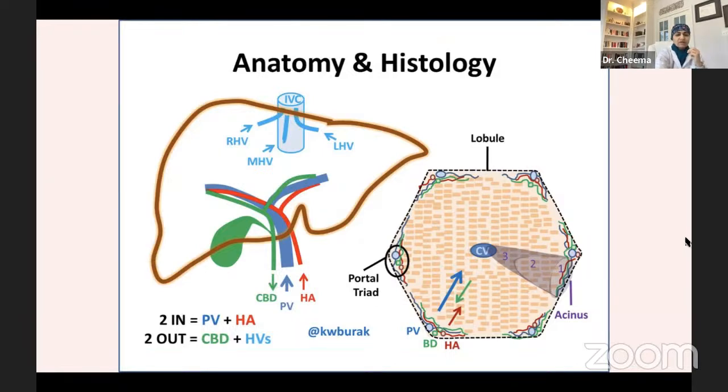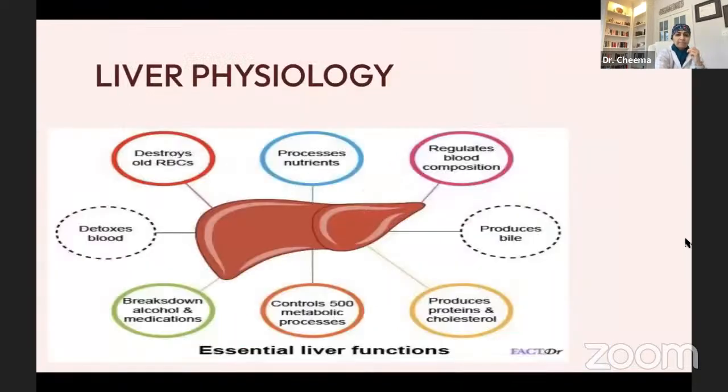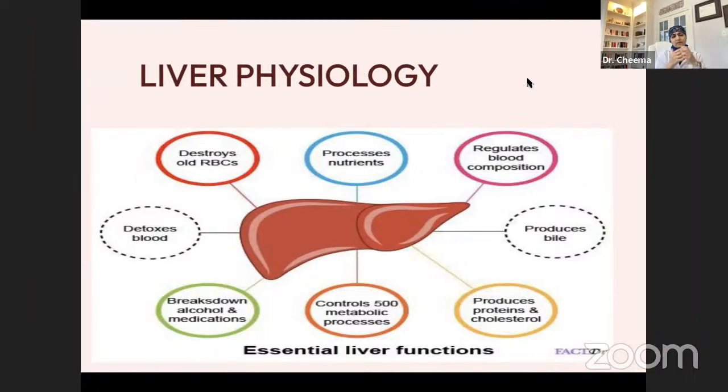All right, so let's go over briefly the physiology of the liver. So what are the main functions of the liver? Basically, the liver is a critical organ in our body, and it is responsible for multiple functions that help support our metabolism, help with digestion, help with detoxification, and help with the storage of vitamins.